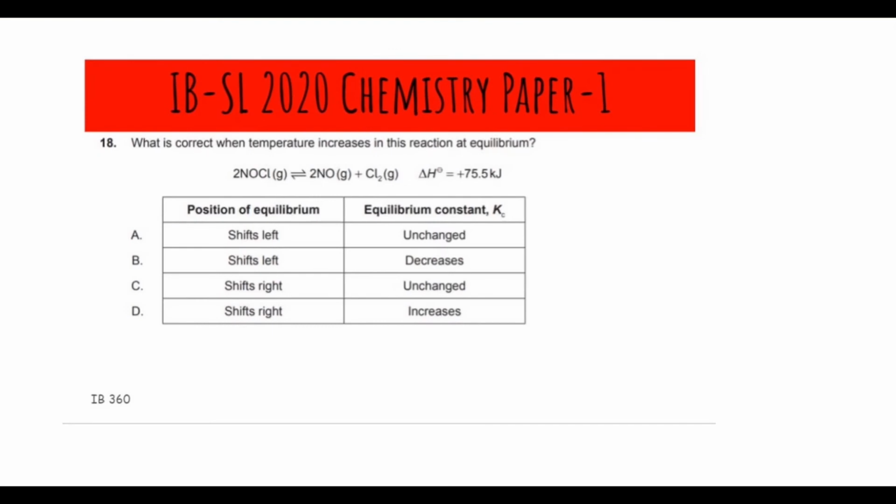For question 18, we need to find out what happens when we increase the temperature. Obviously, when you increase the temperature, your equilibrium constant Kc will increase. Now for the equilibrium shift: this reaction is an endothermic reaction, so it absorbs heat. When we try to increase the temperature of the surroundings, by applying Le Chatelier's principle, this reaction will try to decrease the temperature of the surroundings by absorbing more heat. Absorbing more heat means it would shift towards the forward direction, or towards the right. So option D is the correct answer.